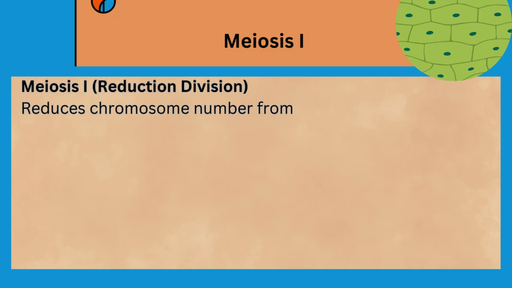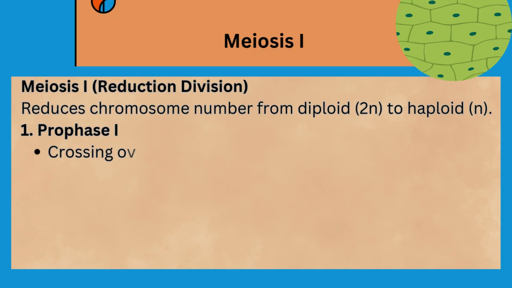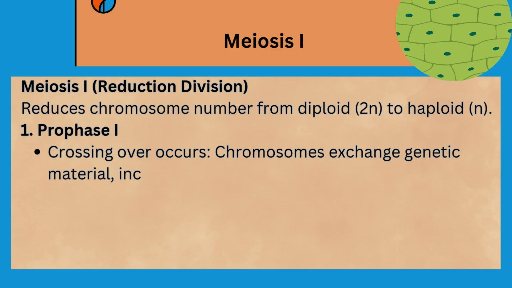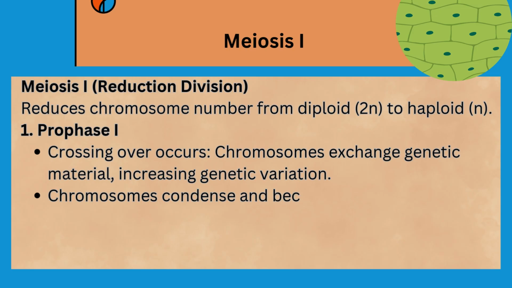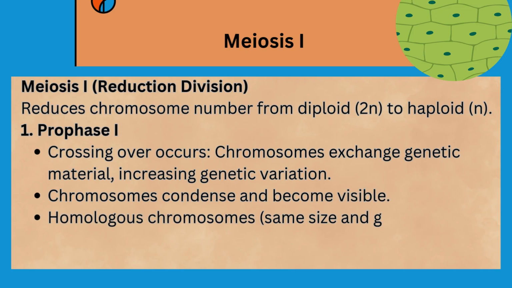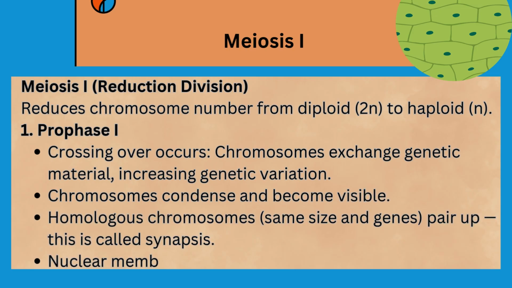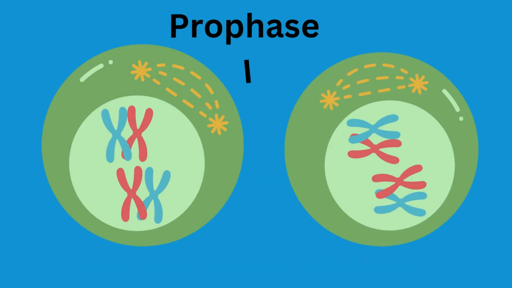Prophase 1 is the longest phase of meiosis. In prophase 1, crossing over occurs, in which the chromosomes exchange genetic material, increasing genetic variation. Chromosomes condense and become visible. Homologous chromosomes, chromosomes of the same size and genes, pair up. This is called synapsis. The nuclear membrane breaks down and spindle fibers form.